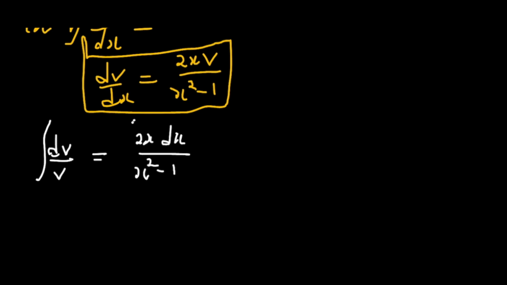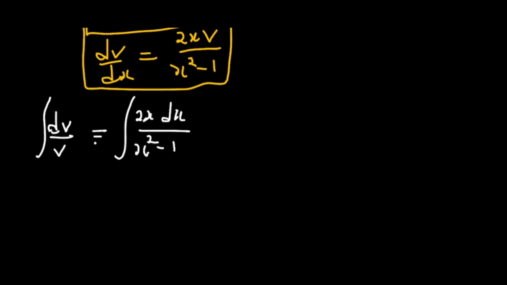So if we take now our integral sign, what do we notice? We notice that this will give us the ln of the absolute value of v, to be equal to, we say that the derivative of the denominator is exactly equal to the numerator. So this will be ln of x squared minus 1, now plus our constant k. Very great.